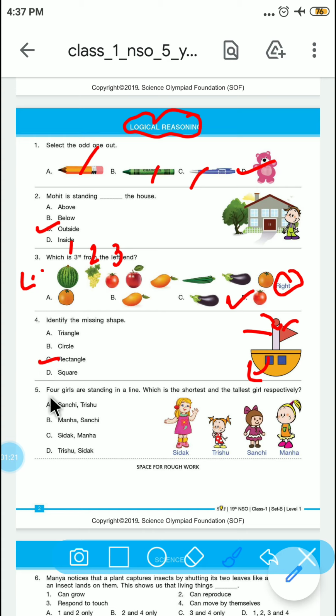Okay, now question number 5. Four girls are standing in a line. Which is the shortest and the tallest respectively? The shortest one is Trishu as shown, and the tallest one is Siddharth. So Trishu and Siddharth, option D.